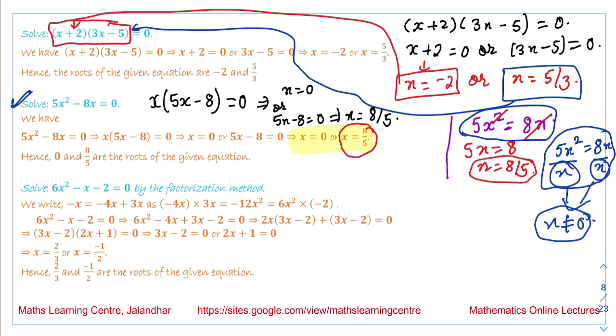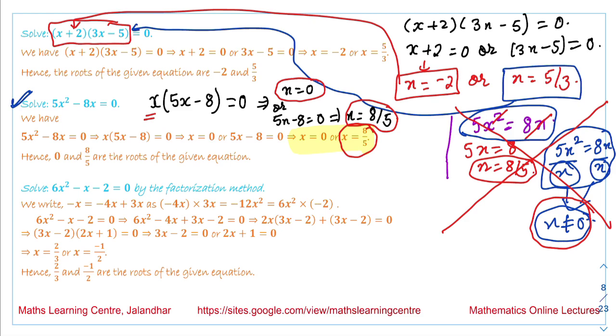It gives us only one root, that is x is equal to 8 by 5, because we have considered that x is not equal to 0. So this kind of approach is not correct. To solve such problems, you must take x common. After that you will get two answers, either x is equal to 0 or x is equal to 8 by 5.